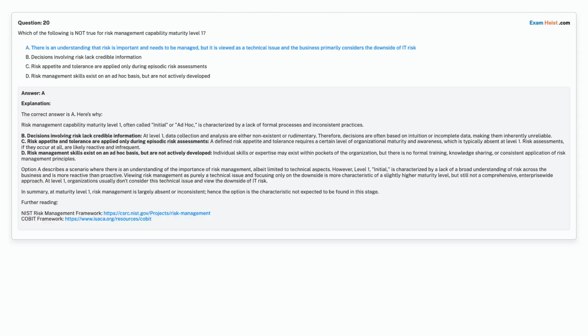Correct answer is option A. There is an understanding that risk is important and needs to be managed. But it is viewed as a technical issue and the business primarily considers the downside of IT risk.